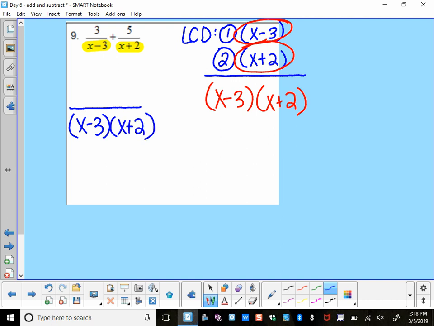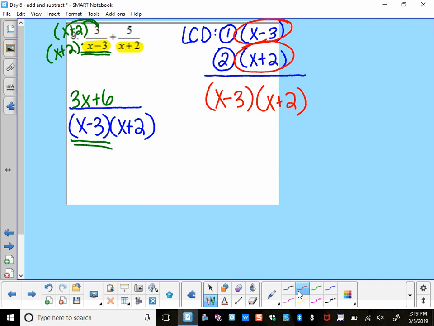All right. Let's see what we're missing. Do we see how they give us x minus 3 in the original? And I also have x minus 3 in my new. I don't have x plus 2, so that's what I'm going to multiply because that's what I'm missing. And what I do to the bottom, I also do to the top. So for the numerator, let's distribute. What's 3 times x? 3x. And what's 3 times 2? Okay, so that's one side of it.